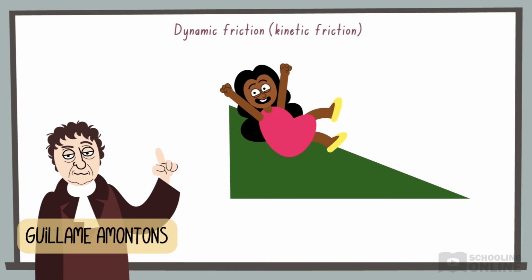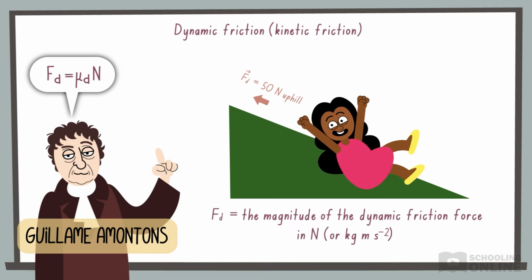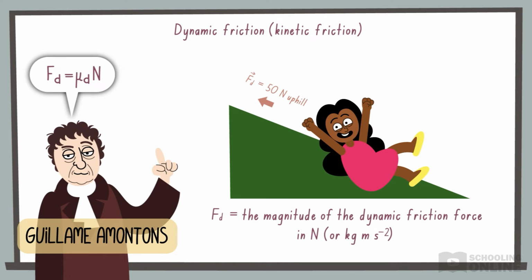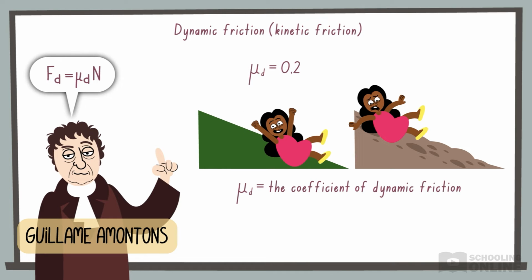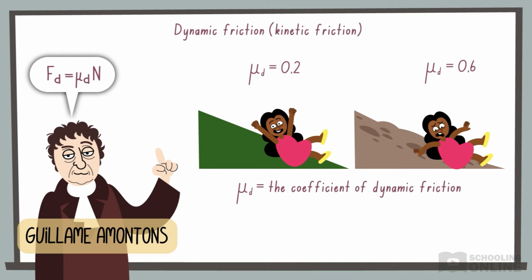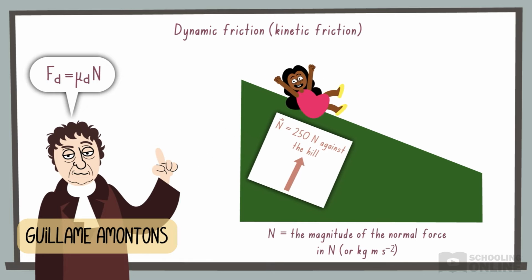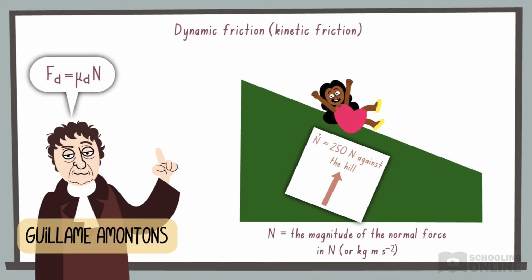Next, let's consider the equation for dynamic friction. Fd is the magnitude of the dynamic friction force in newtons. μd is the coefficient of dynamic friction, which is a number that is greater than or equal to 0. A small value means that the two surfaces are slippery, while a large value means they are grippy. Finally, N is the magnitude of the normal force in newtons.